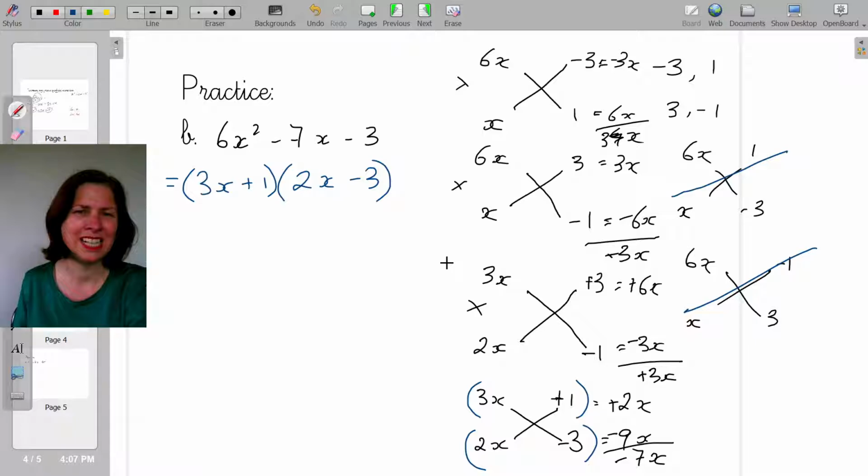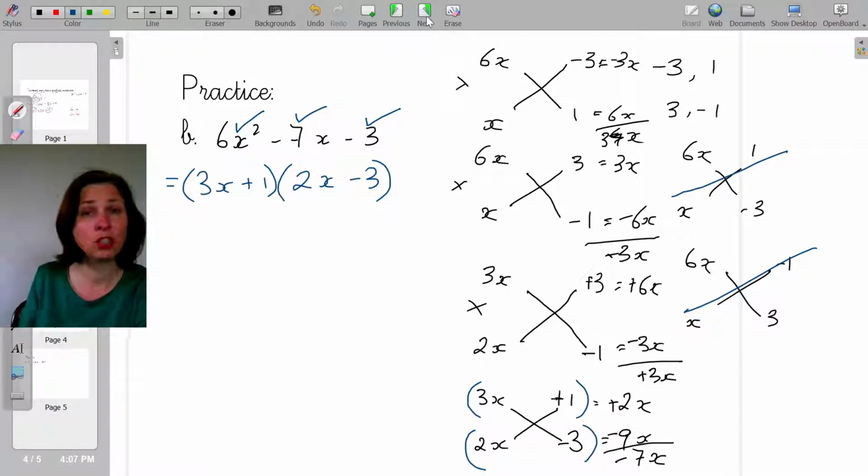Now, whenever I do these, if I'm feeling uncertain, I can do a bit of trial and error. 3x times 2x gives me 6x squared. I've definitely got that. 1 times negative 3 gives me negative 3. I've definitely got that. So I just need to check the negative 7. That's going to be negative 9, and that's going to be positive 2. Negative 9 and positive 2 is going to add up to negative 7. So I'm confident I've got the right answer.